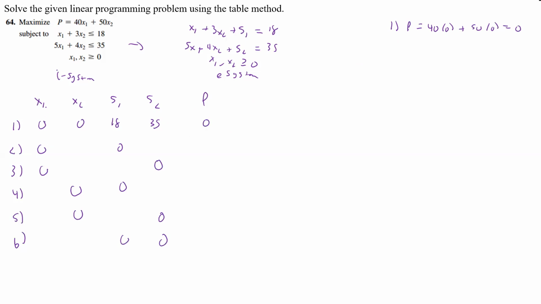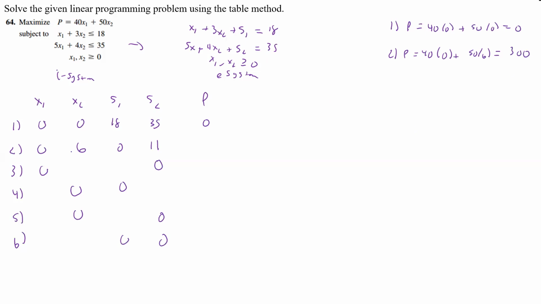All right, now we have x1 is 0, s1 is 0. So 3x2 is equal to 18. So x2 has to be 6. And so if this is 0, this is 6, so that's 24. So we subtract 24 over here. That's going to give us 11 for S2. And so P is going to give us what? Well, it's 40 times 0 plus 50 times 6. So that's going to give us 300.